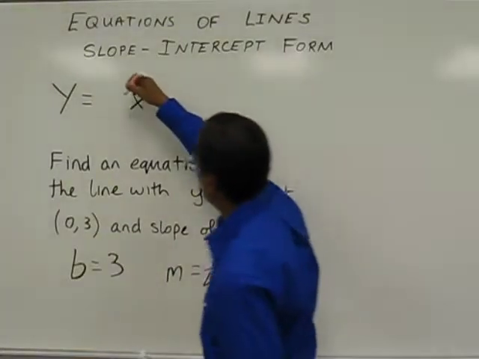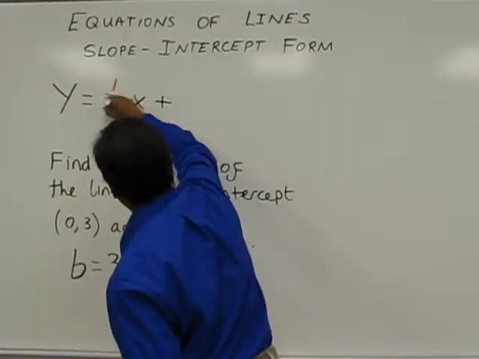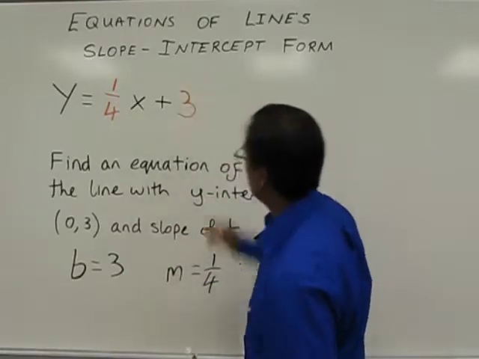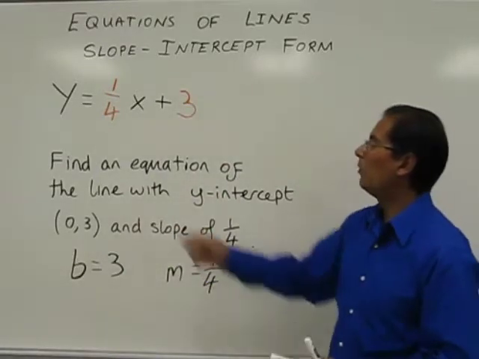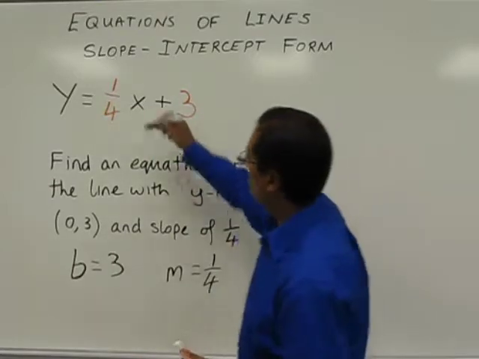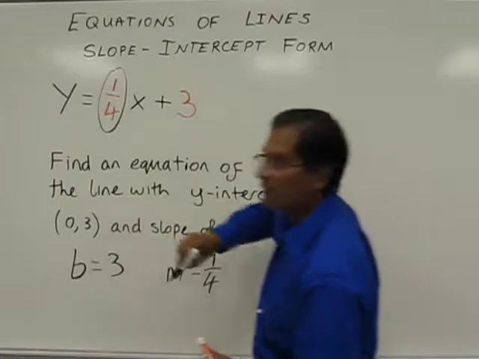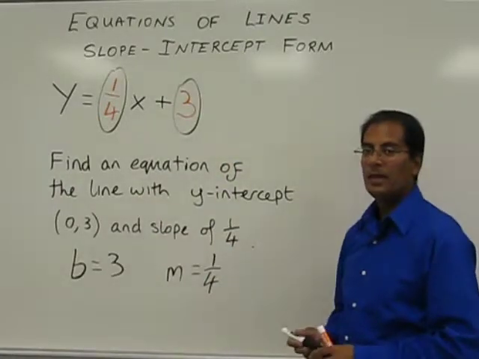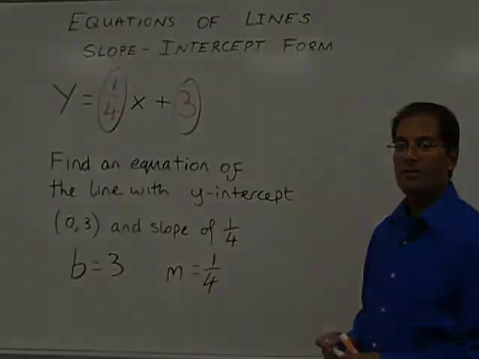Thus m is 1/4 and b is 3. And so our equation of the line is y equals 1/4 x plus 3. Notice 1/4 is my slope and 3 is my y-intercept. Now let's plot a graph of this.